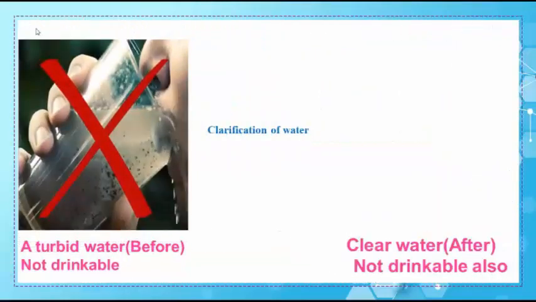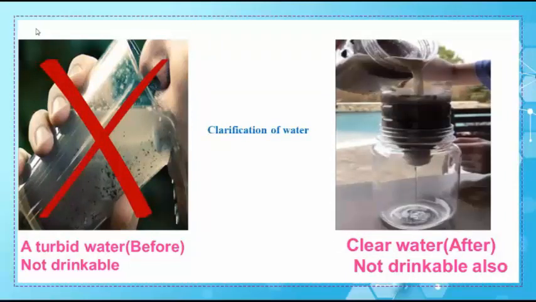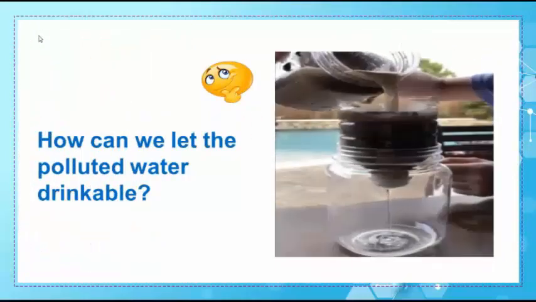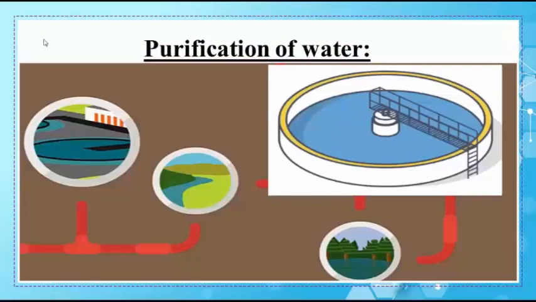So, a turbid water, which is not drinkable, can become a clear water, but also not drinkable, by clarification of water. How can we make the polluted water drinkable? This is done by a technique called purification of water. Purification, from its name, pure, makes the water pure. Pure water means that it does not contain any pollutant, so it will be drinkable.